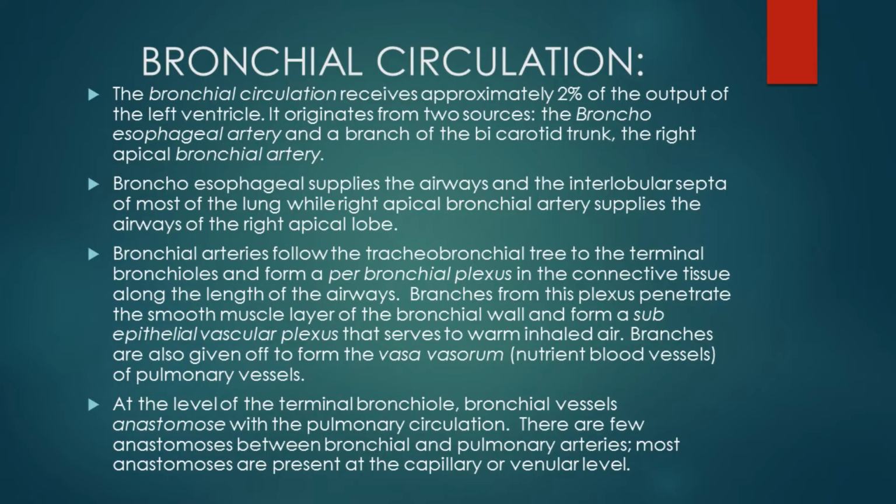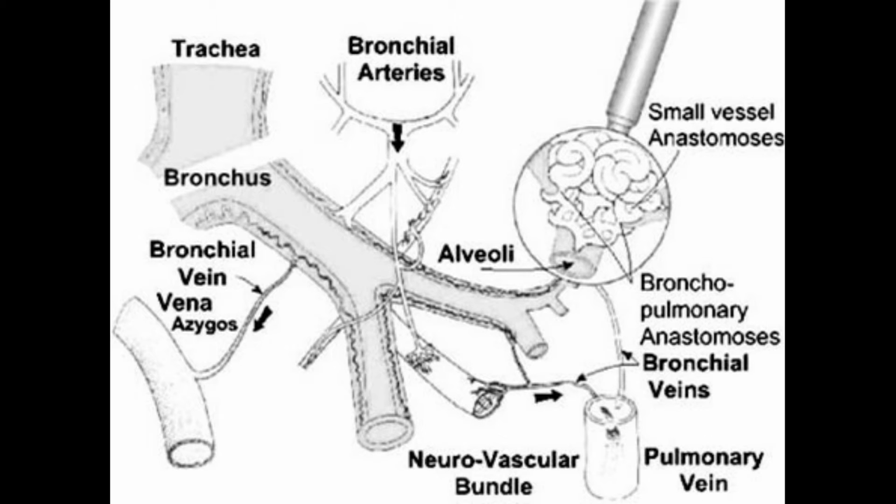Interlobular septa is a fibrous septa that forms the border of a unit of lung which is supplied by 3 to 5 terminal bronchioles. So, a unit of lung which is supplied by 3 to 5 terminal bronchioles is contained by a fibrous septa, and this septa is the interlobular septa. And we all know what the apical lobe of the lung is. So, the bronchoesophageal artery supplies the airways and interlobular septa, and the apical bronchial artery supplies the airways of the right apical lobe. Bronchial arteries follow the tracheobronchial tree.